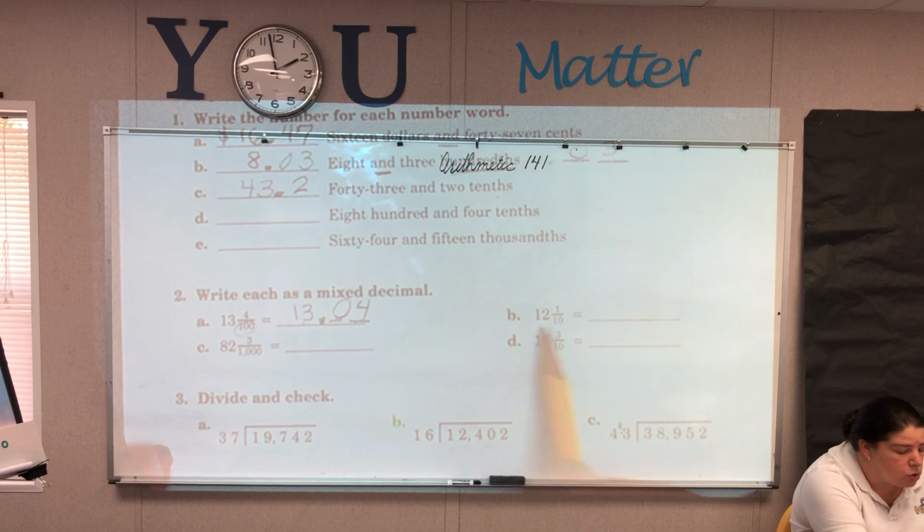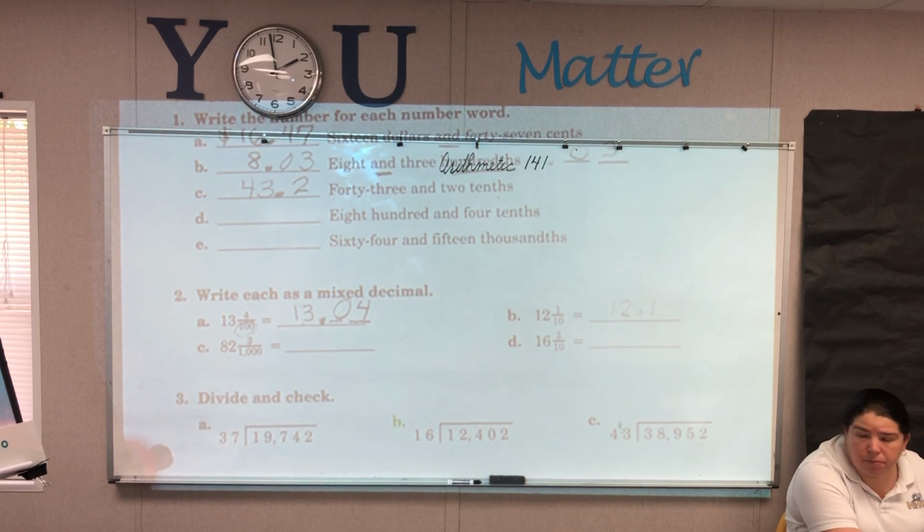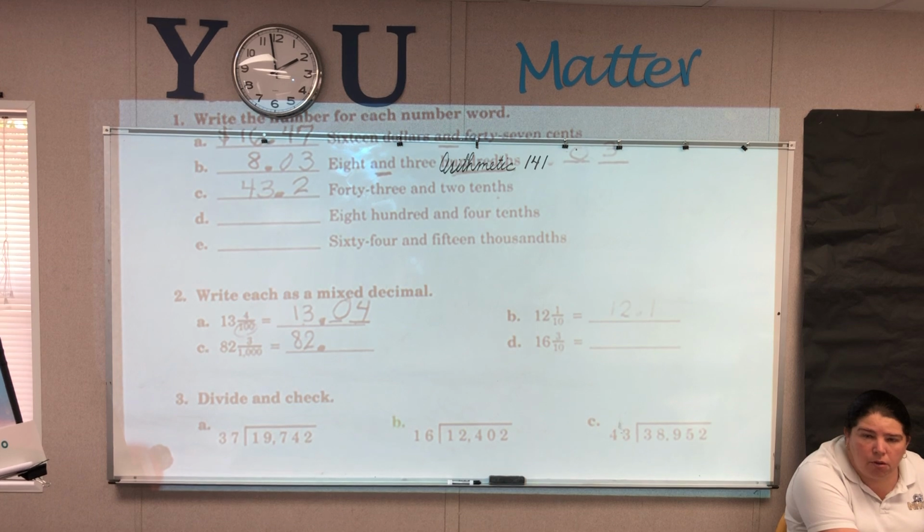Letter B, 12 1/10. 12 goes on the left of the decimal, and 1 goes on the right of the decimal. Letter C, 82 3/1000. Well, we have our whole number on the left side. We put our decimal for the fraction. Remember, our fractional part is thousandths.